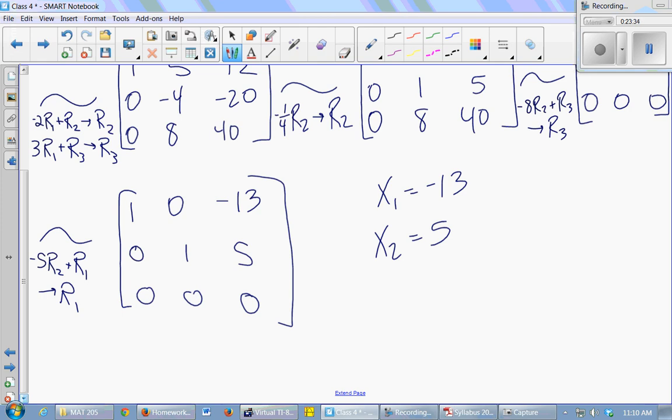That doesn't always mean infinitely many solutions. Doesn't always mean that. If you have the same number of equations as unknowns and you get that, then it means infinitely many.